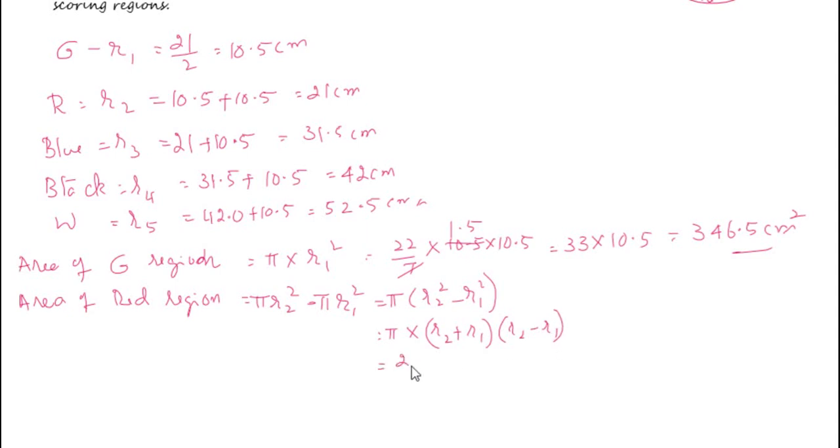So this is equal to 22 divided by 7 into R2 plus R1. R2 plus R1 is 31.5 into R2 minus R1, that is 10.5. So 7, 1.5. So this is again 33 into 31.5. This comes to 1039.5 centimeter square if you simplify. Now next region is blue.